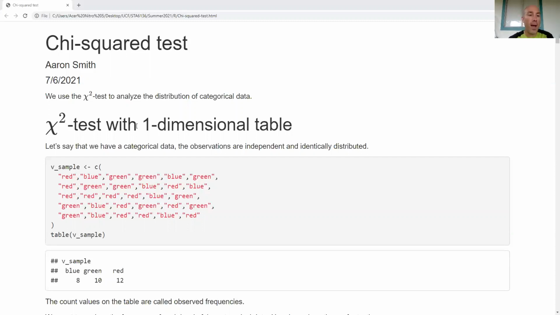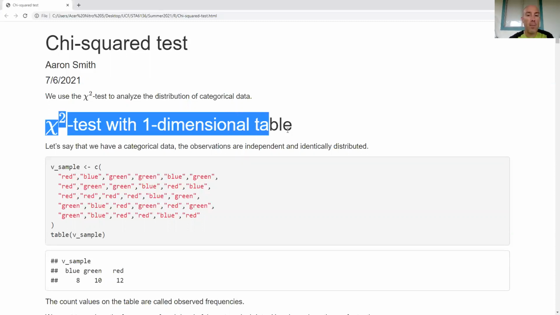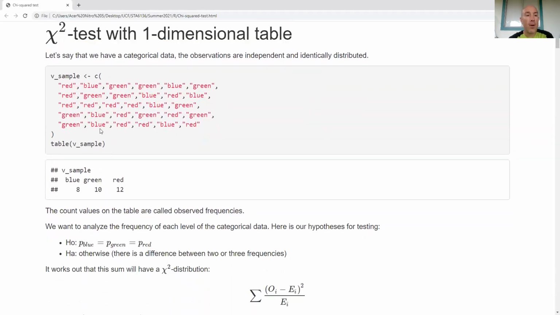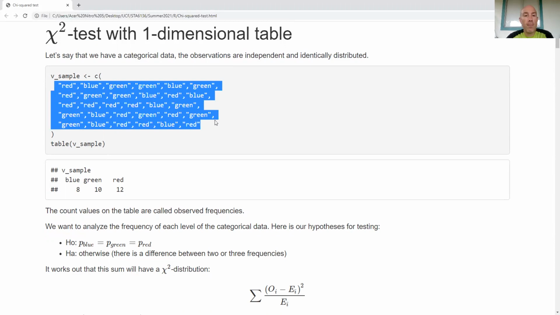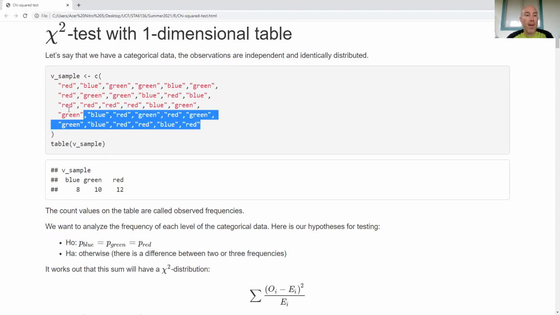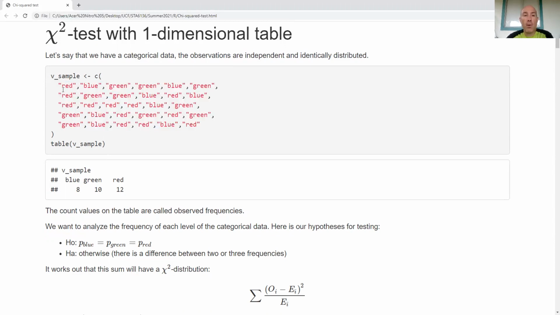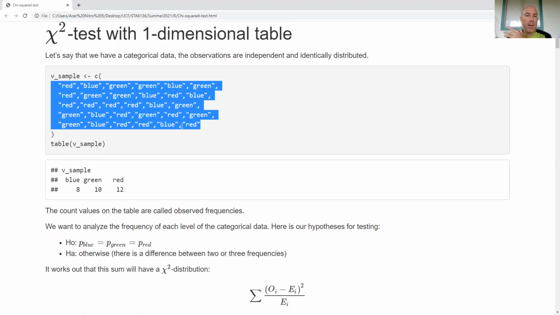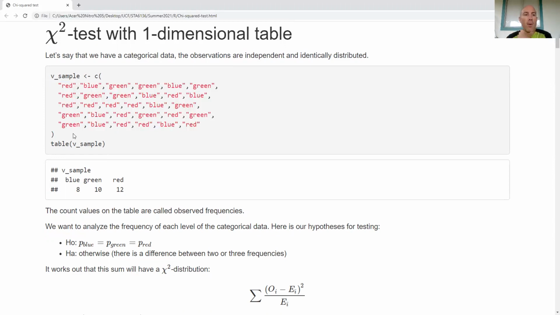All right, so let's look at a chi-square test with a one-dimensional table, one dimension of data. Let's say that I've got some data coming in, and here is my vector of data that I've recorded. I've got red, blue, green, a whole bunch of different values. The first thing I'm going to do once I get this data, since it's hard to interpret the raw version, is convert it to a table. That way I get to see how many I have of each one.